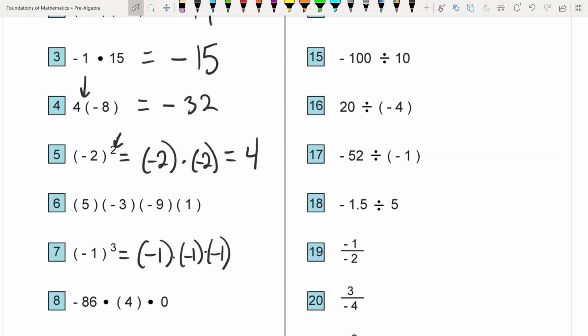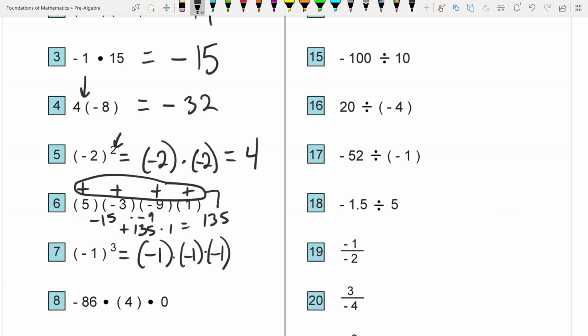Okay, we work left to right. You can do a lot of these things. You can move things around really easily in multiplication. But let's just work left to right. 5 times negative 3 is negative 15. Times negative 9 is going to be positive 15 times 9, 90 and 45, so it'll be 135. And then times 1 is 135. You can look at all this. We have a plus, a minus, a minus, a plus. 2 negatives cancel, and you see that they're all plus now. So our answer is going to be positive.